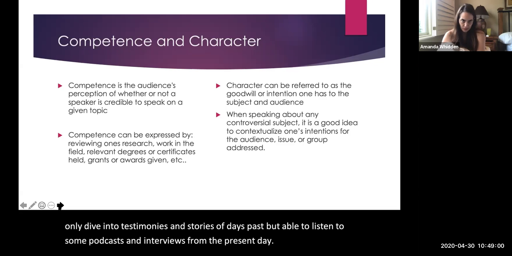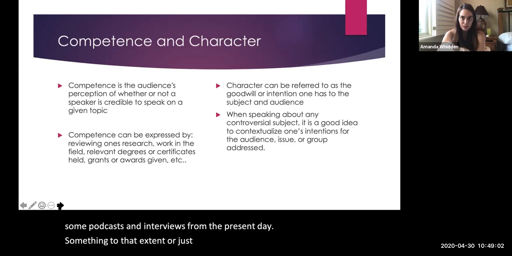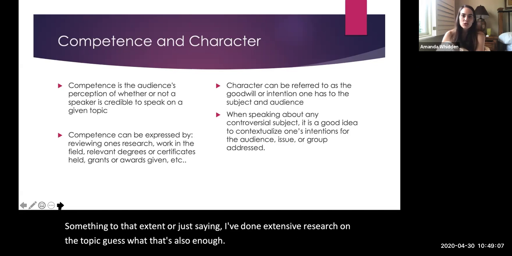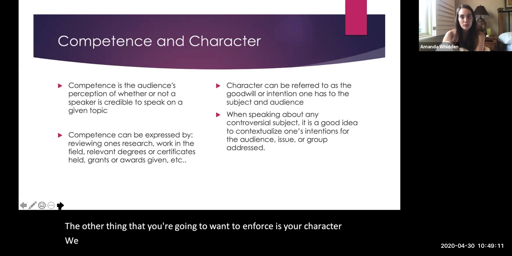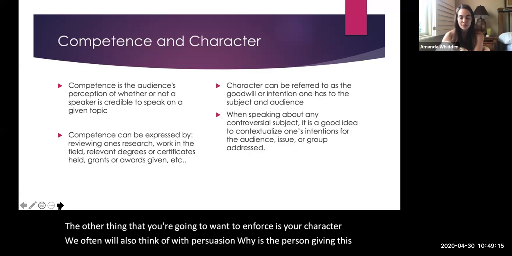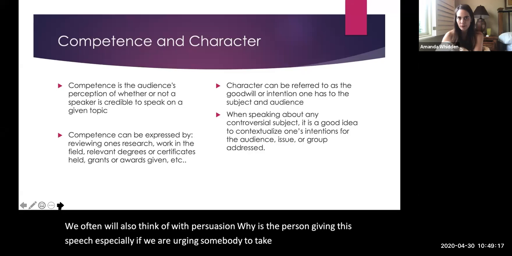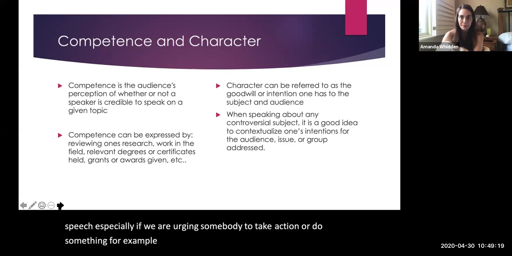Something to that extent. Or just saying I've done extensive research on the topic, guess what? That's also enough. The other thing that you're going to want to enforce is your character. Character, we often will also think of with persuasion. Why is a person giving this speech? Especially if we are urging somebody to take action or do something. For example, as simple as give me money.